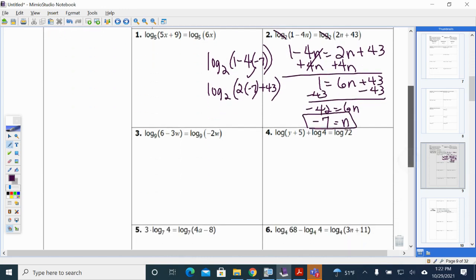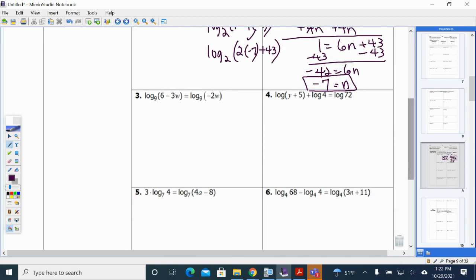I'm going to jump down to example number 3. Example number 3 says log base 9 of 6 minus 3w is equal to log base 9 of negative 2w. One log on both sides, so again, we're just going to drop those logs and get 6 minus 3w equals negative 2w. Now, to solve this one, I would add the 3w and get 6 equals w. Again, we have to make sure we are checking these answers.